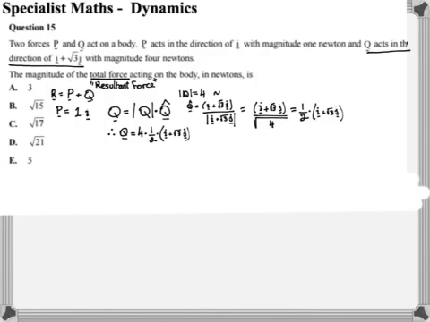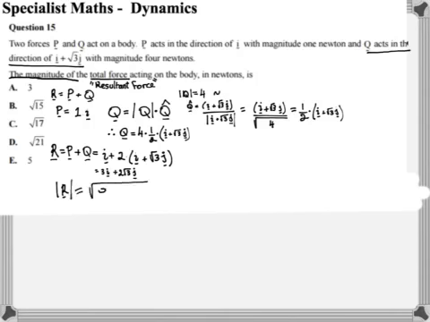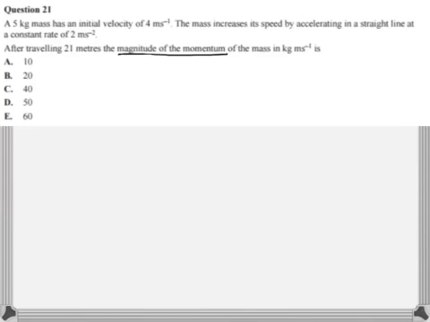Let's come back to the resultant force. We're adding the two vectors together, and we collect our like components, and we've got 3i plus 2 root 3j. The question asks for the magnitude of the total force, so we're finding the magnitude of this resultant force vector we just worked out. We get root 21, and that is option D. Okay, excellent. Let's keep going.